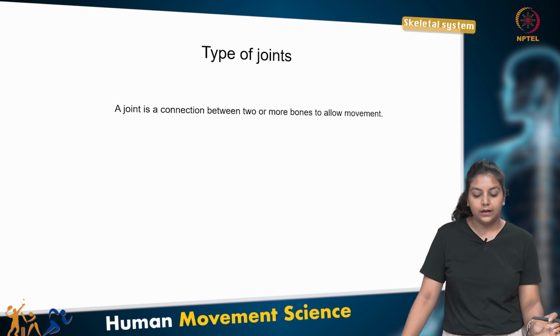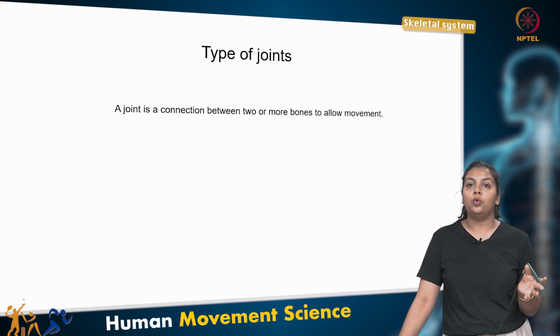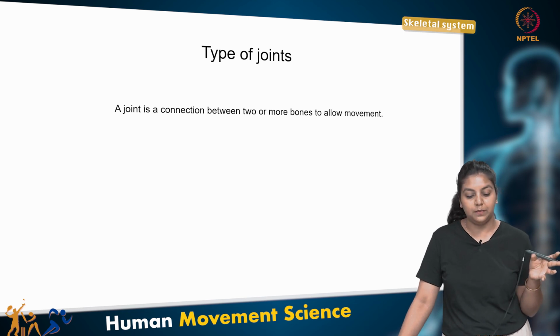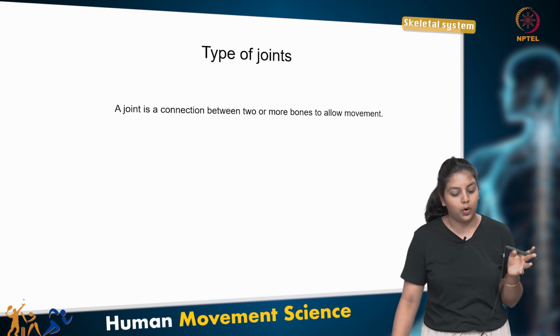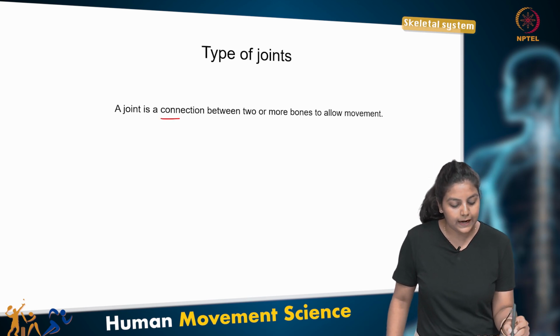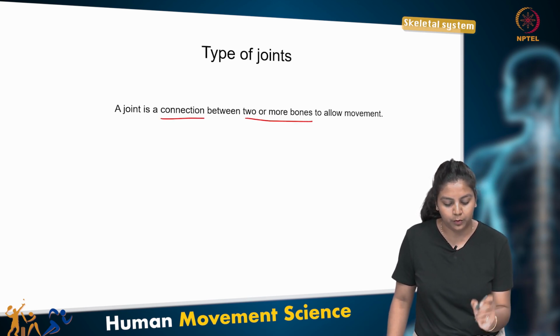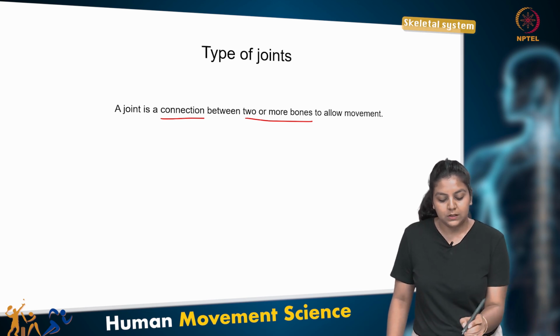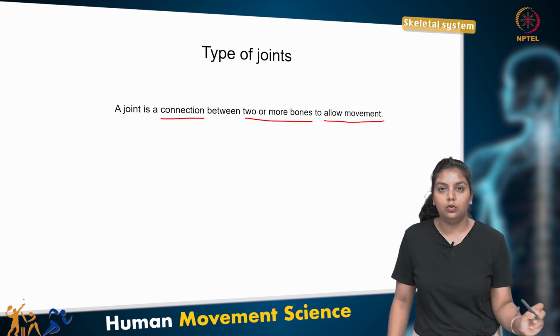So let's look at type of joints. Now that we know the different type of bones and how they are categorized based on shapes, let's look at type of joints. So what is a joint? A joint is a connection between two or more bones.